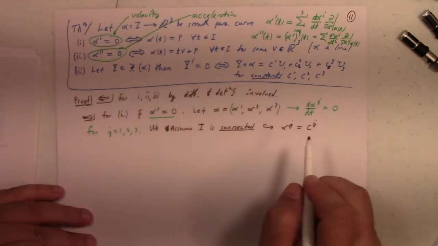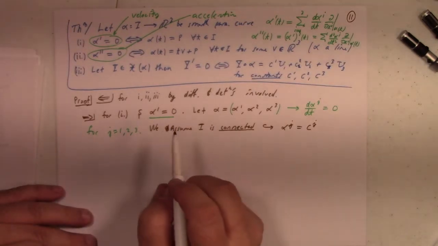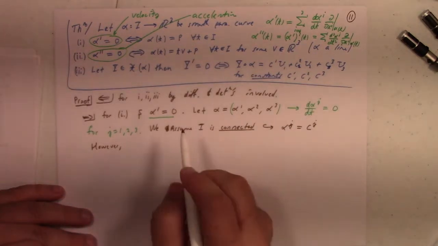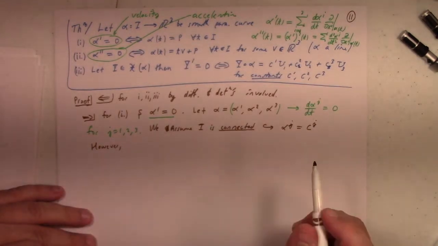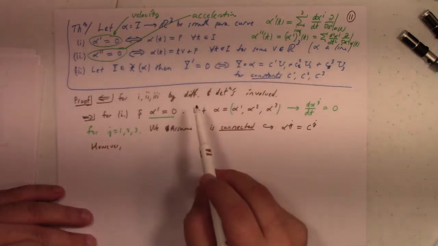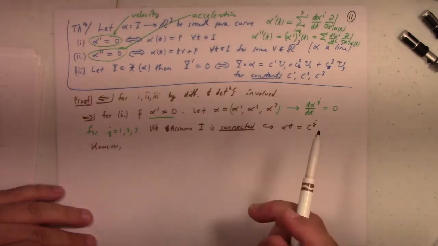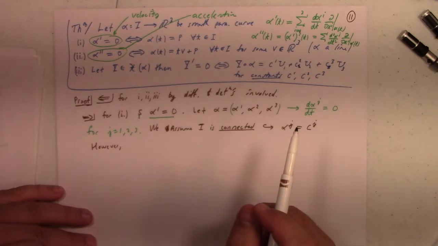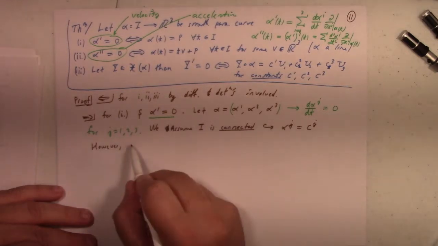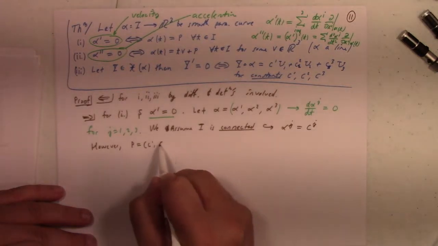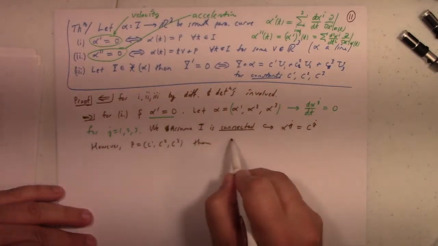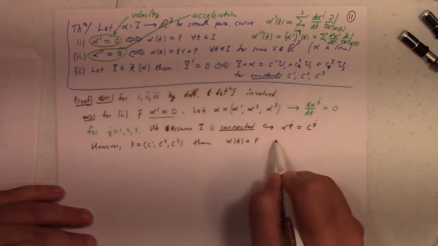All right, but let's see here. However, we also, well, I guess we don't know anything yet. What do we know? We're assuming alpha prime is 0. I'm trying to think of how I know. Oh, I'm sorry, I'm an idiot. Okay, so that means that if we say the point P is C1, C2, C3, then there it is. Alpha of t is equal to p for all t.